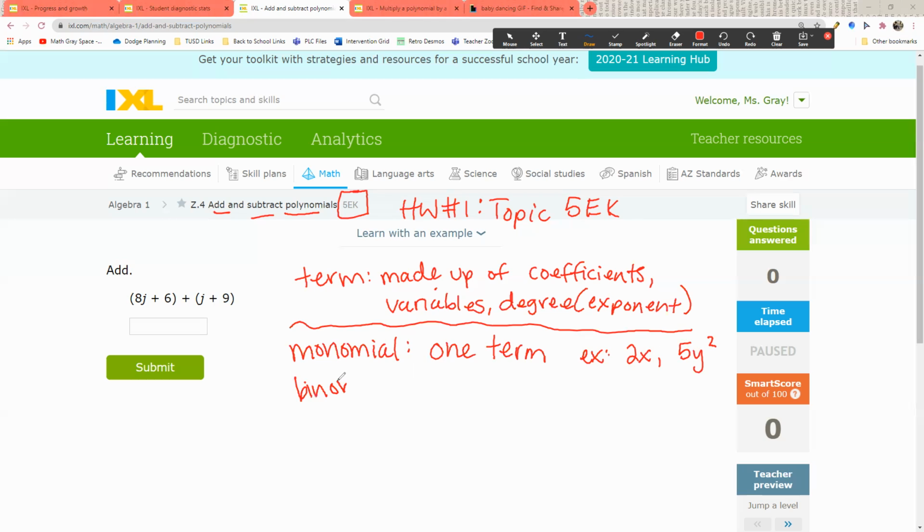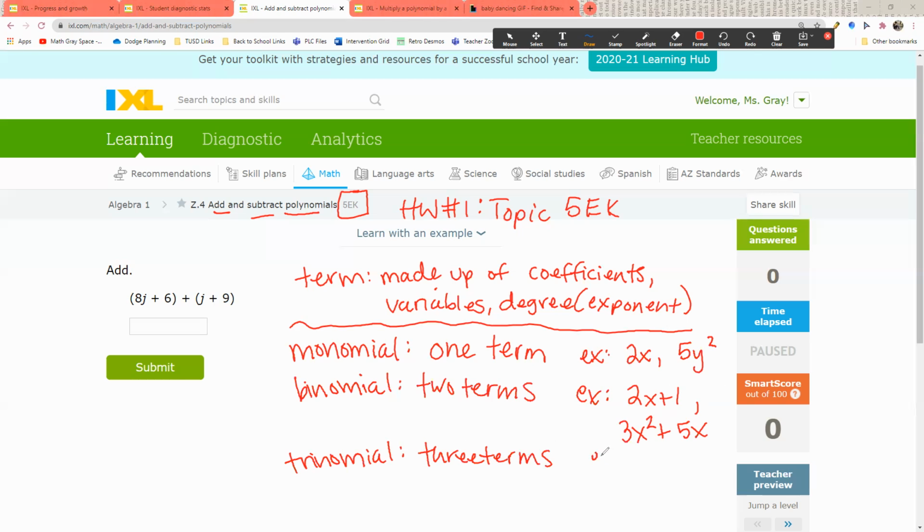A binomial has two terms. And so an example of that would be something like 2x plus 1, or 3x squared plus 5x. So two different things, and they're linked together with this addition symbol. And then you could talk about something being a trinomial, which means it has three terms, and we'll definitely be looking at those this year. So x squared plus 2x plus 5 would be an example of a trinomial. It has three parts. So 1, 2, 3 different parts.